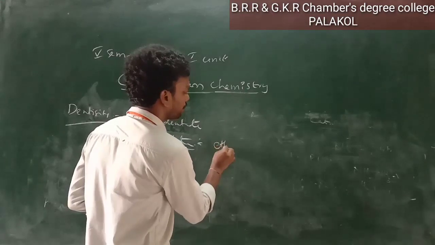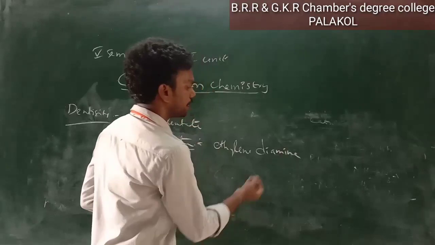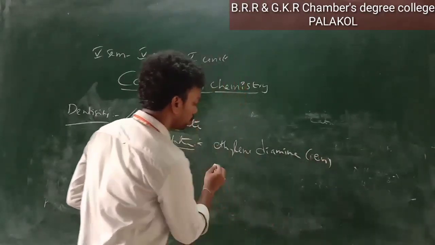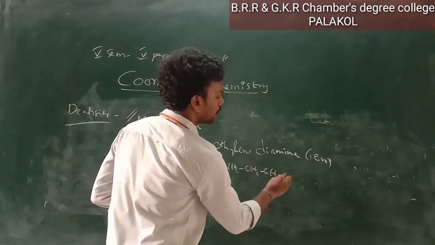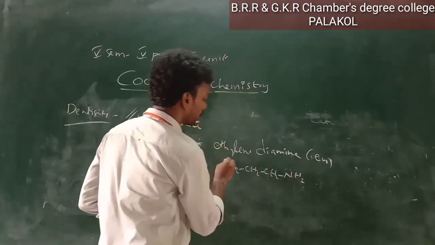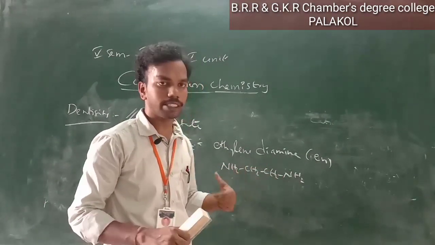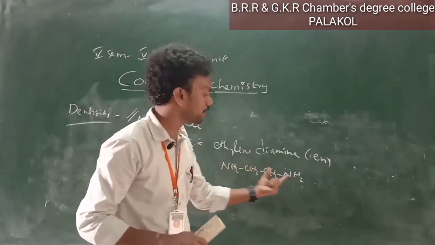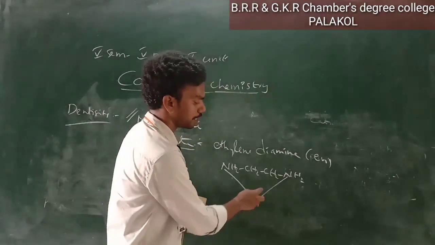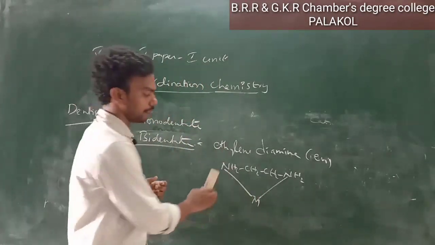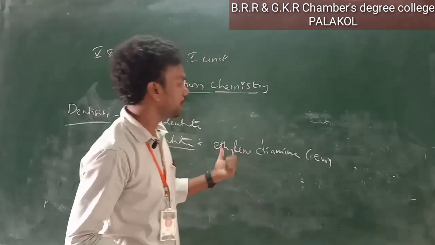Example, ethylene diamine, which is represented by en. Let's see the structure: NH2, CH2, CH2, NH2. Here there are two lone pairs of electrons, one on each nitrogen. So these two are the donor sites. This ethylene diamine donates two lone pairs of electrons present on nitrogen, so these two coordinate with the metal atom. Two donor sites, that's why this is a bidentate ligand, right? Does this molecule have any charge? No. So it is a neutral bidentate ligand.